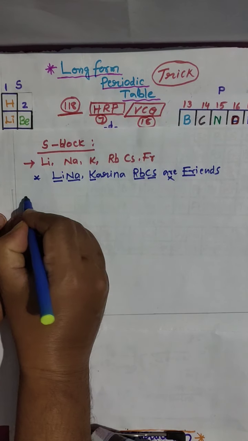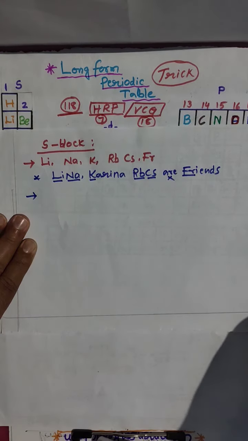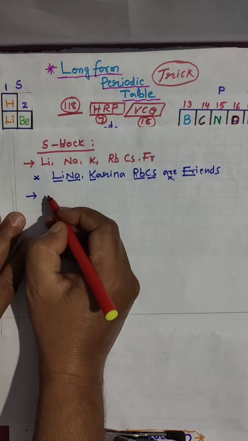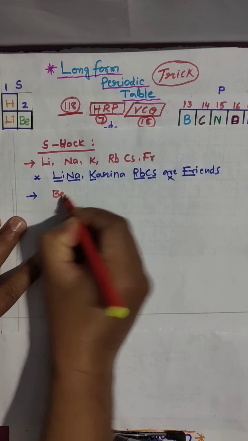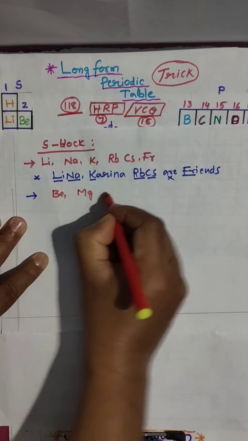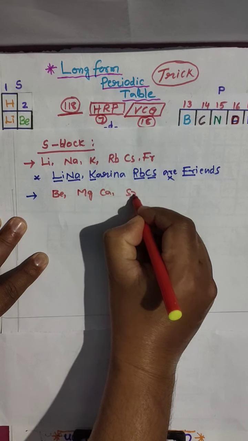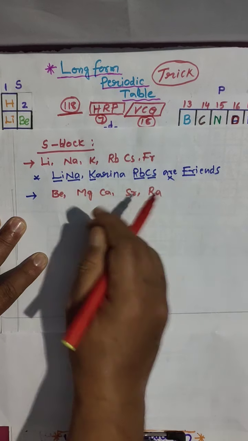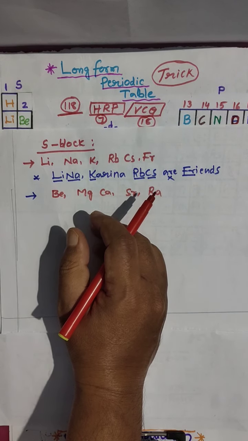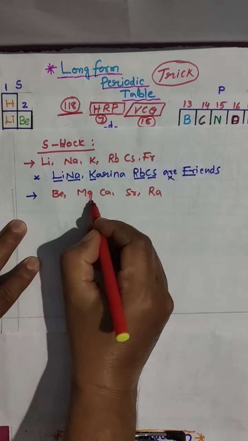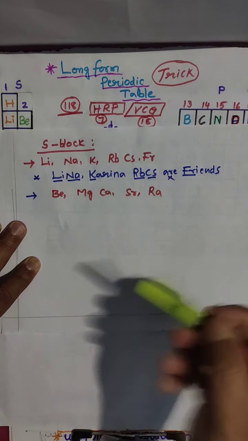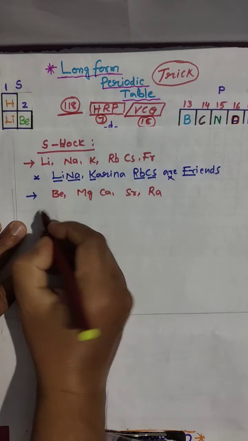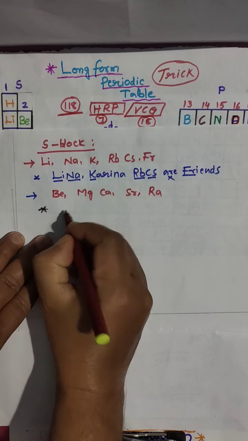Next, we have another group in this family, that is beryllium, magnesium, calcium, strontium, and radium. How to remember this easily? Look here, I am giving a short trick to remember.